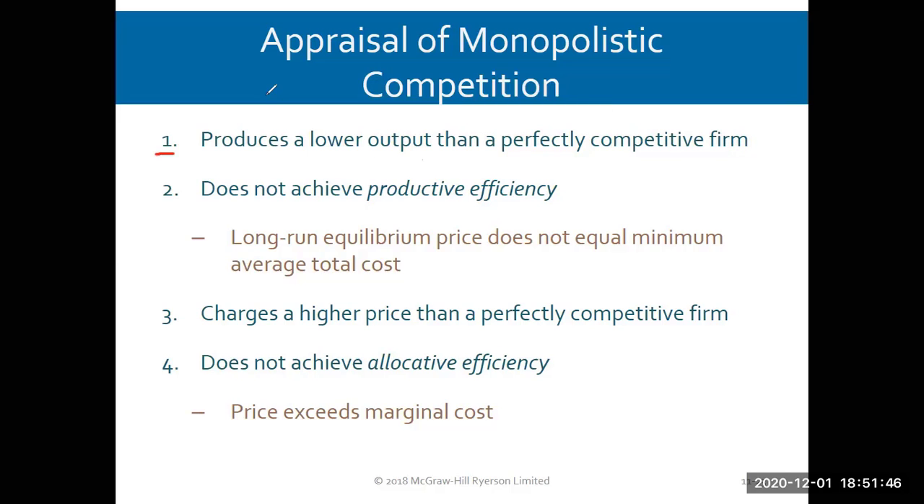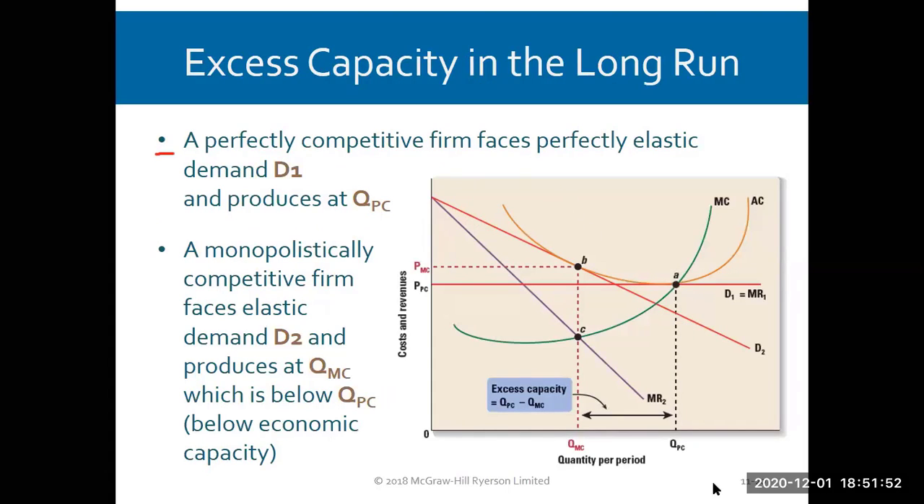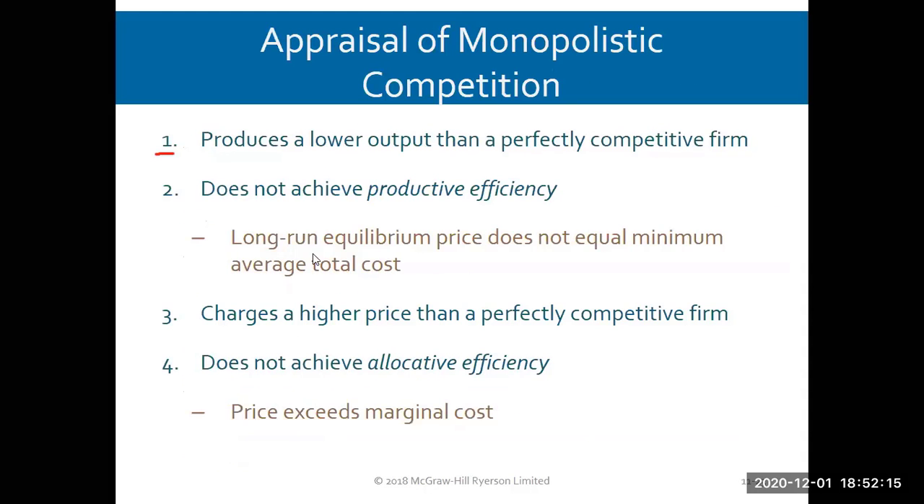But let's click back a few slides and see this in the picture. So right here, we see that the perfect competition solution is right here in the long run. That's the quantity that's being produced. But the monopolistic competition quantity being produced is back here. We already said that means there's excess capacity, or the monopolistically competitive firm will produce below economic capacity. Okay, so let's go back to our points. The second point is it does not achieve long run productive efficiency. So what that means is in the long run, the price doesn't equal the minimum of the average total cost.